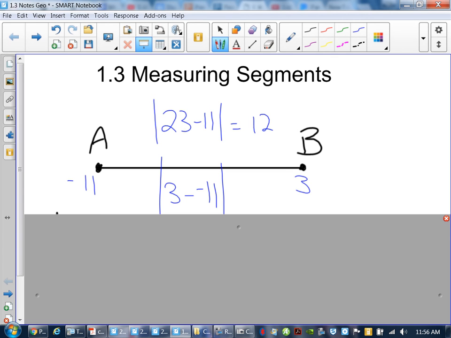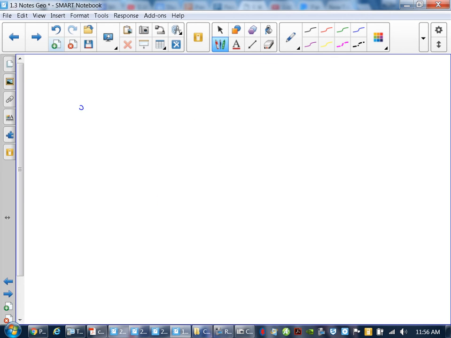Now, what if I do something different? Are those 3 points collinear? Yes. How many segments are there? 3, aren't there? There's 2 small ones and the big one. Now, if they're all collinear because they're on the same line, remember that term?